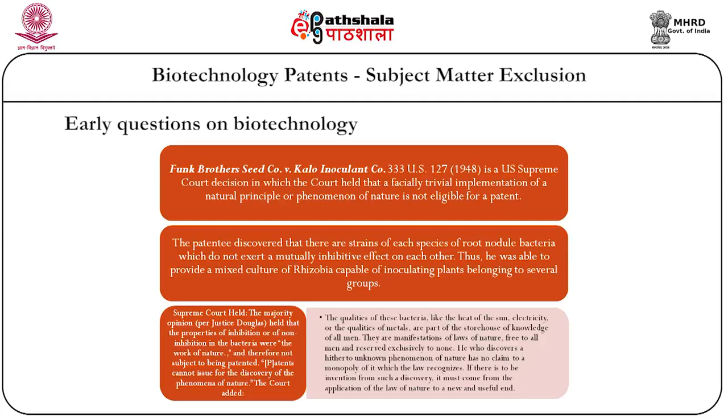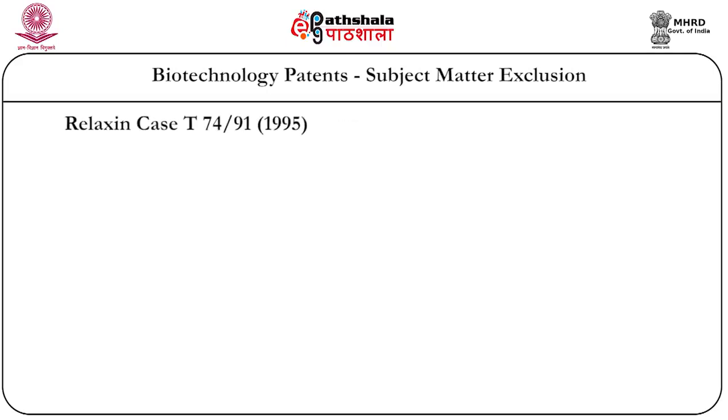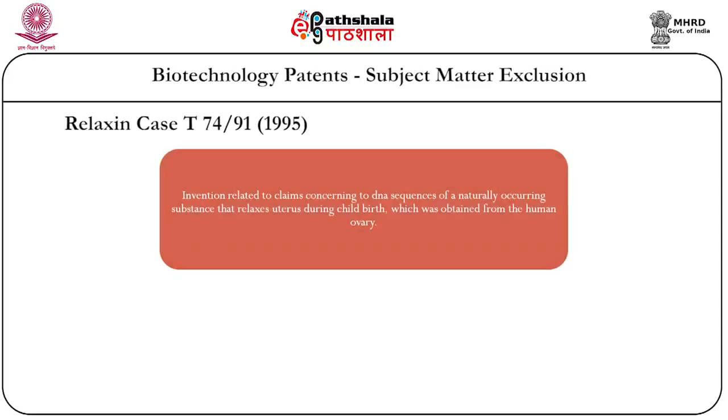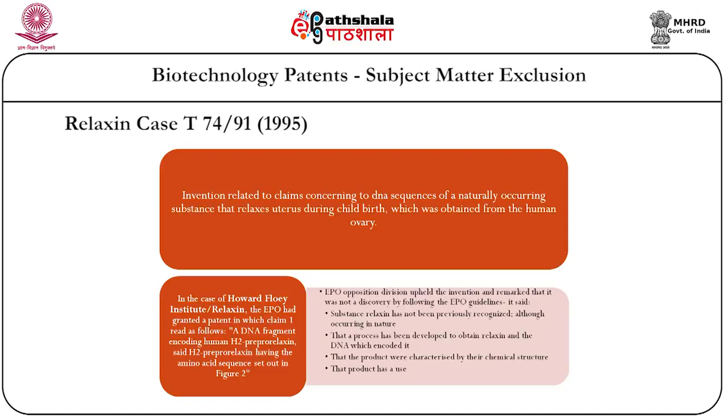Now, on the other side of the Atlantic, that is in Europe, Europe had to deal with certain initial challenges. In the Relaxin case, in around 1995, the invention related to claims concerning DNA sequences of a naturally occurring substance that relaxes the uterus of a pregnant woman during childbirth, which was obtained from human ovary. Now, in this case, there were a lot of questions that were raised in relation to patentability, both in terms of novelty, inventive step, industrial application, and also subject matter exclusions.